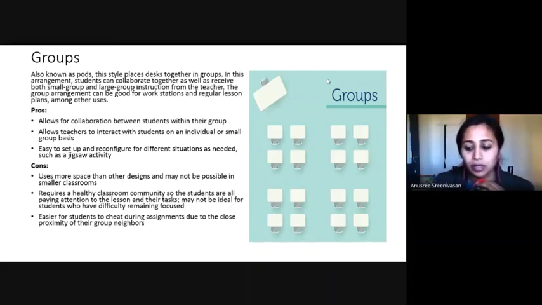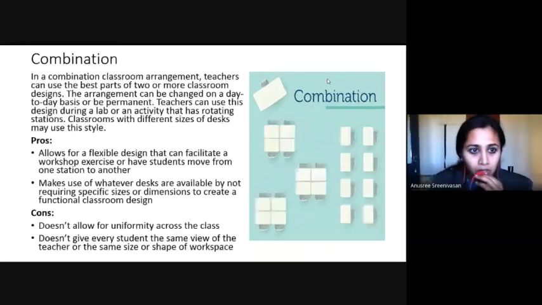And the last seating arrangement that I'll be discussing is the combination. Here, combination means any combination of the other arrangements that we have seen. So now this is kind of flexible. You can do it on a day-to-day basis, or you can keep it permanent.